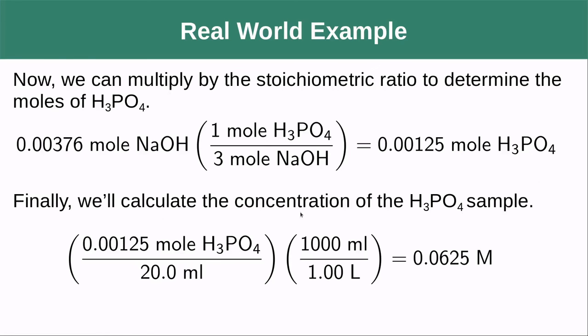Finally, we'll calculate the concentration of the phosphoric acid sample. We had that many moles of phosphoric acid in our sample. The sample was 20 milliliters. Again, we'll do our conversion factor, and we can see that the sample was 0.0625 molar.